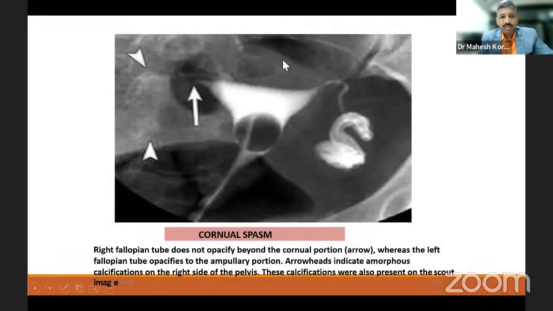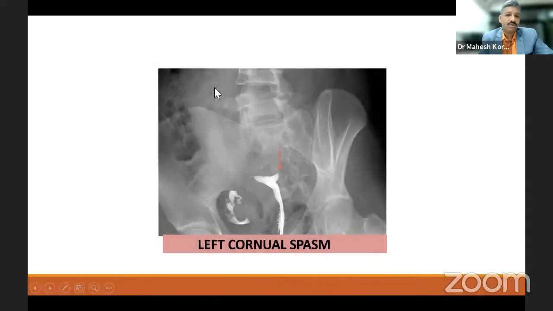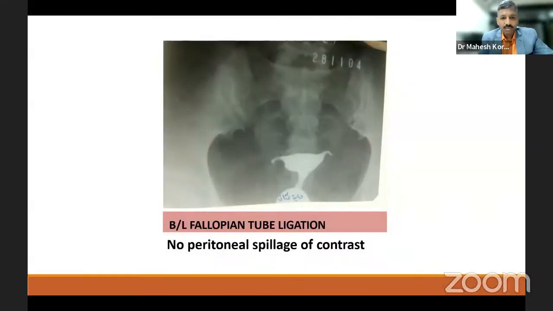And this is a cornual spasm. It's difficult to make out sometimes with a tubal block, but sometimes when there is spill on the other side, you can make out a tubal block. This is again a cornual block.